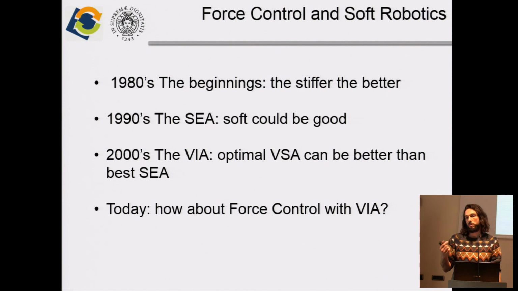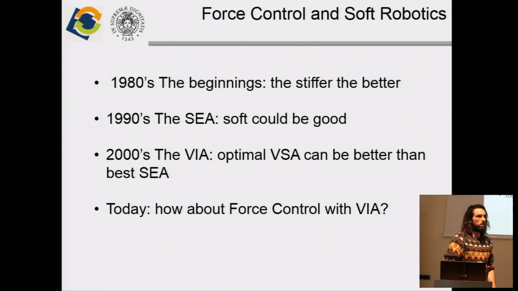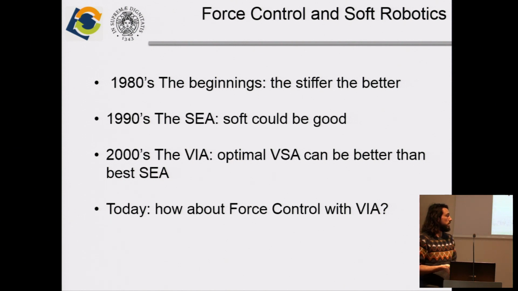the robotics community starts to see that soft could be good, in the sense that with soft actuators, the performance in the control could be a little worse than with the rigid case, but there are other benefits, like for example the shock absorbance and the reduced transmissibility of external disturbances through the transmission of the actuator.